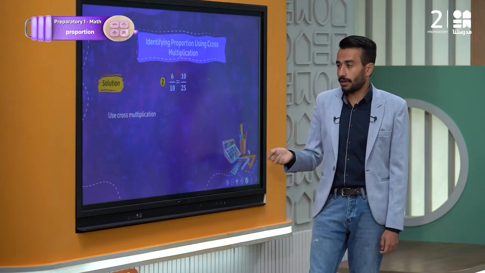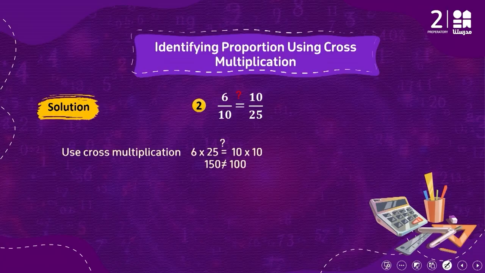Let's recap this. We multiply 6 by 25, it's 150. We multiply 10 by 10, so they are not equal. This sign means not equal, as this is 150 and this is 100.